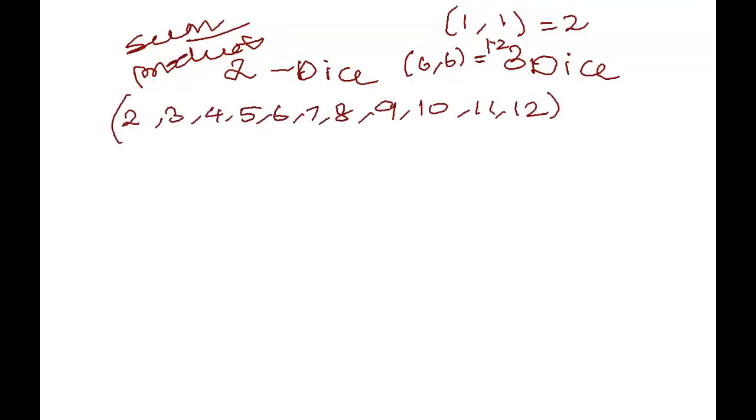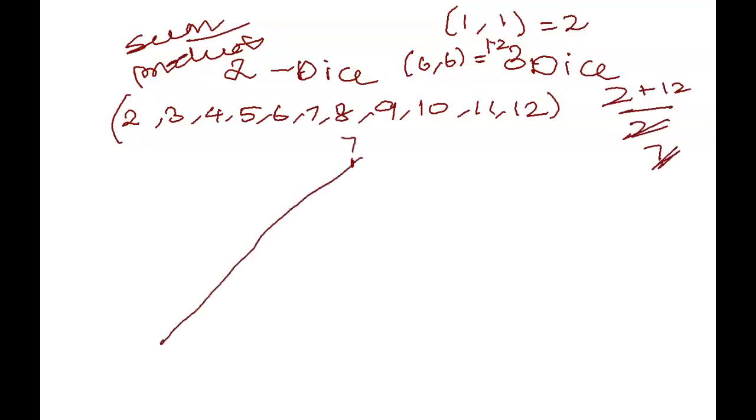Since it starts at 2 and goes up to 12, the exact middle value is the minimum value plus the maximum value divided by 2, which is 2 plus 12 divided by 2. You'll get 7. So the middle value is going to be 7. I've done this in your class; I don't know how many people remember this. This is a shortcut for you to remember. Now, what is the probability of getting the sum as 7?